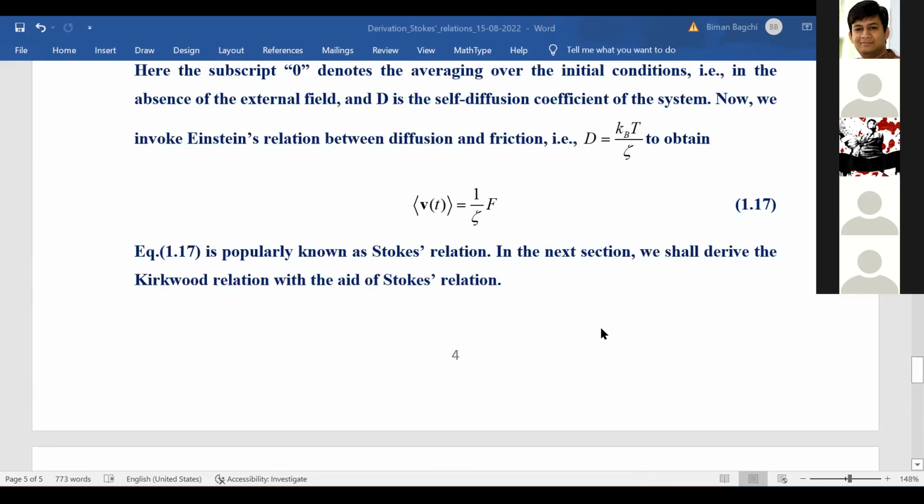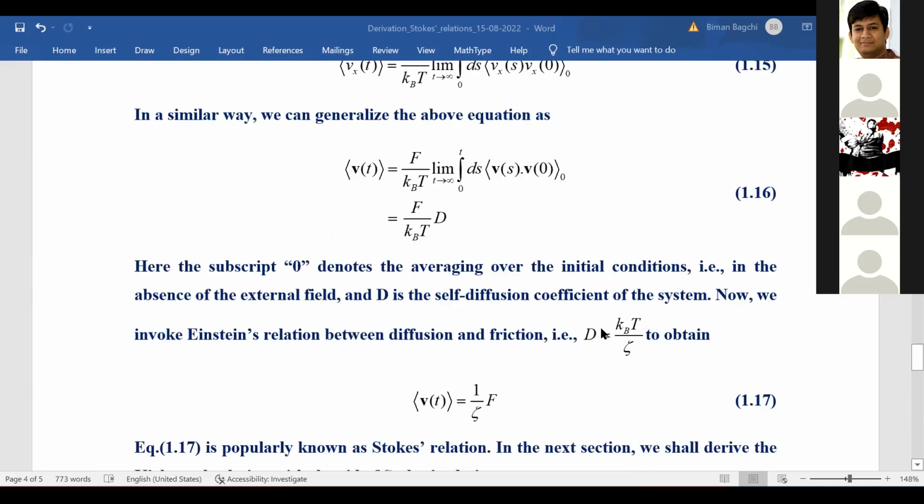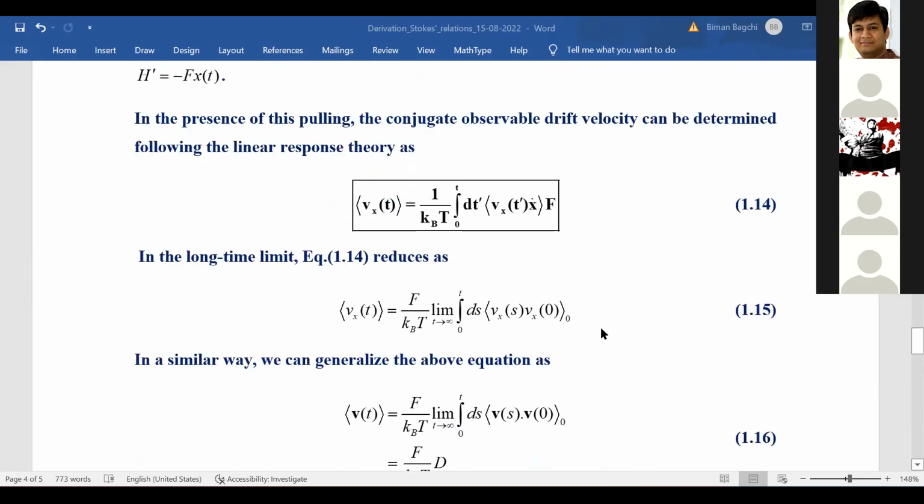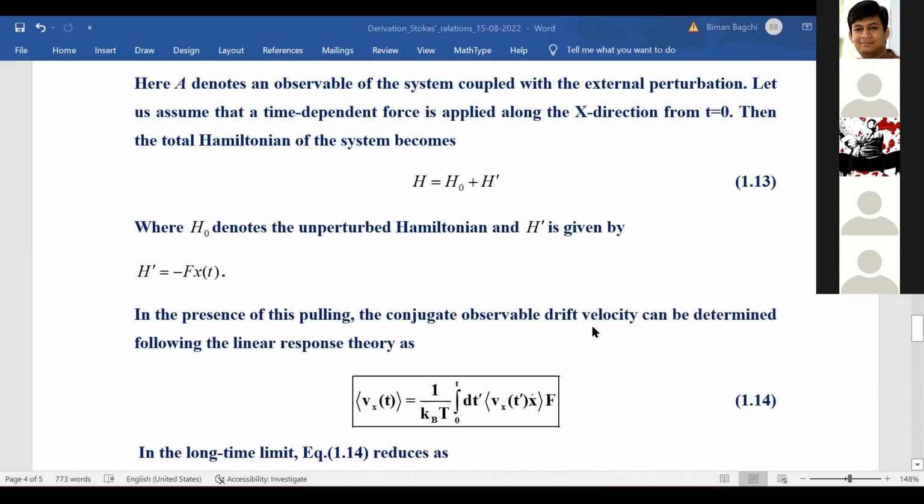Okay, so these are the two derivations. One is the Stokes law from linear response theory. And now I'll go back to do a little bit, if I can find my file, I'll do the projection technique.